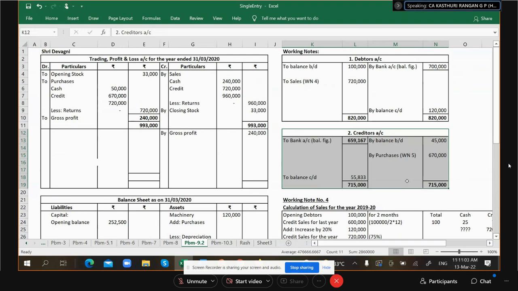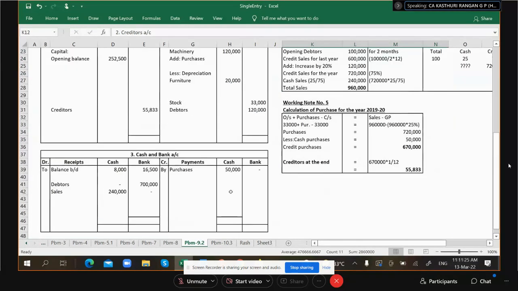You will get the amount paid to creditors during the year. Creditors are paid by check only, excluding cash purchase. So therefore, the payment made to creditor will be a balancing figure in this problem, which is 6,59,167. Where will you put it? In the bank account by creditors.